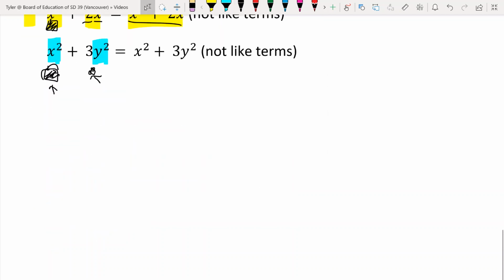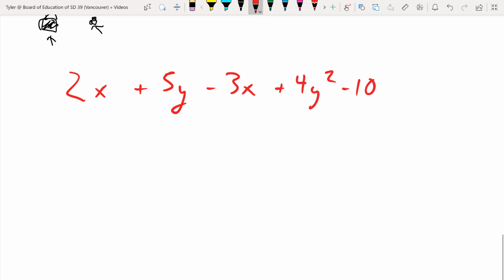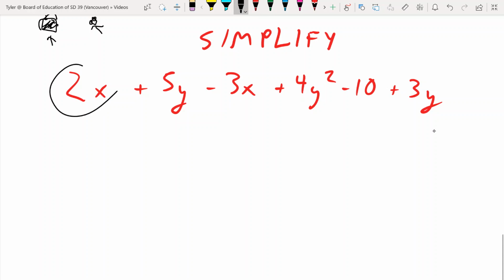I want to do one more tricky question to show you how to handle these tough ones. So let's say this, 2x. Okay? This is a lot of terms, okay? Don't freak out. Take it one at a time and try and simplify. What I like to do, I circle the first term, 2x, and I see what can go with this. What is like terms? Is 5y similar to x? Are those the same letter? No, so I'm going to skip that one.